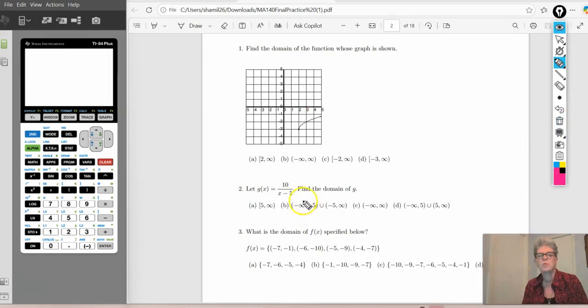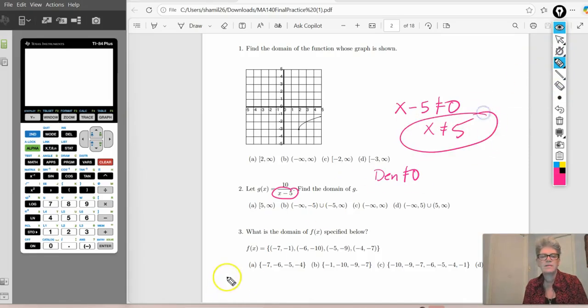All right, with the next one, we're given a formula. With this formula, it's a rational function. So with rational functions, the denominator is not allowed to be 0. So what is the denominator? The denominator is x minus 5, and that is not allowed to be 0. But for the domain, you have to have the restriction on x. So if I add 5 to both sides of that, you have x is not equal to 5.